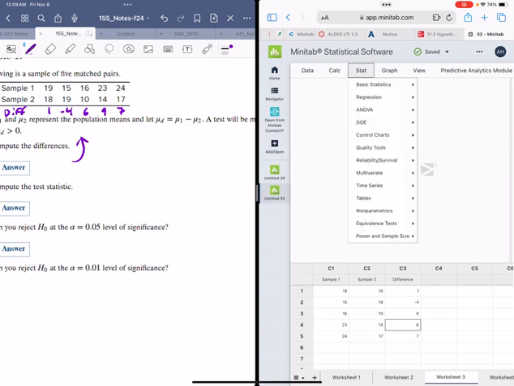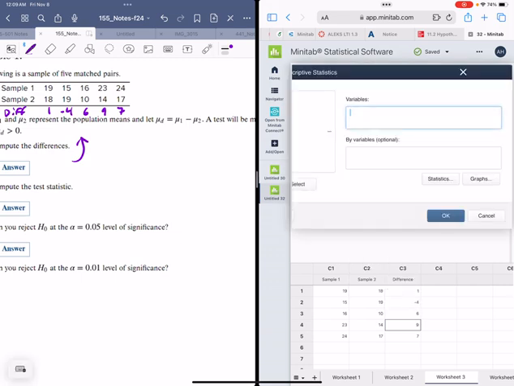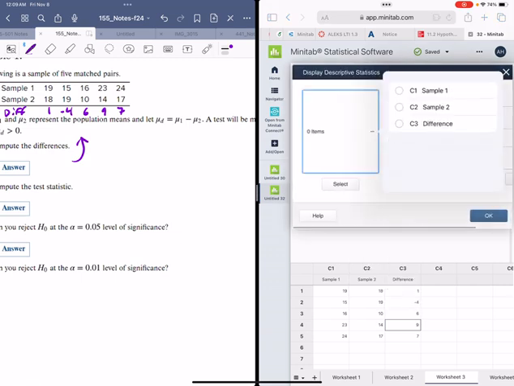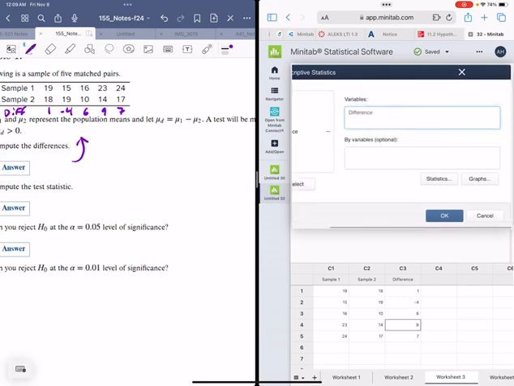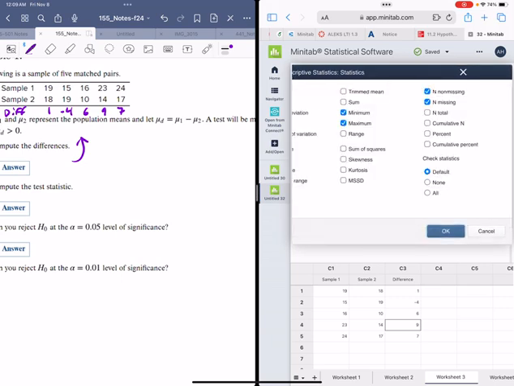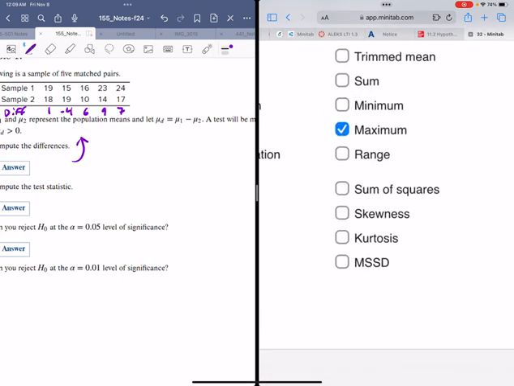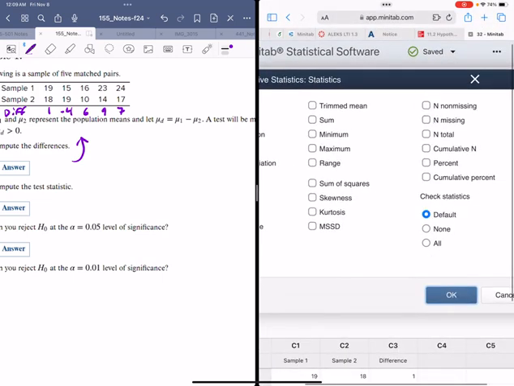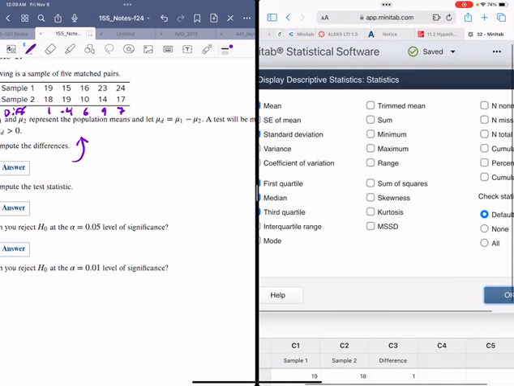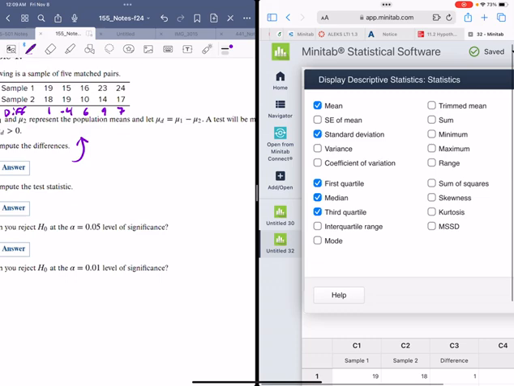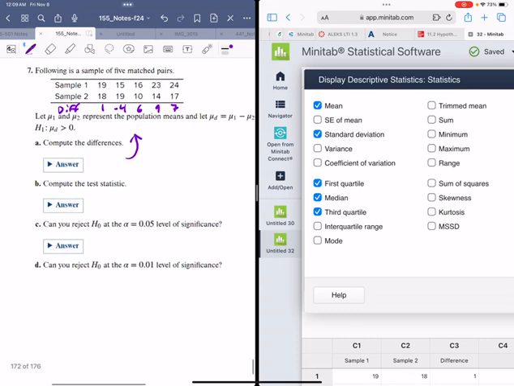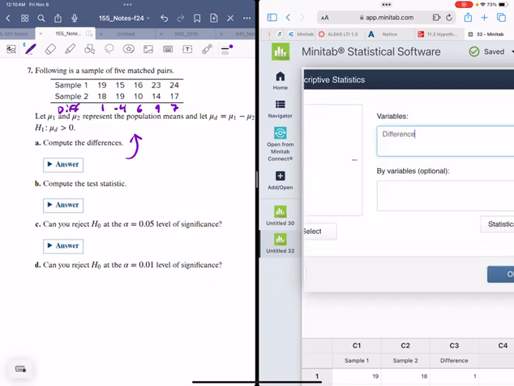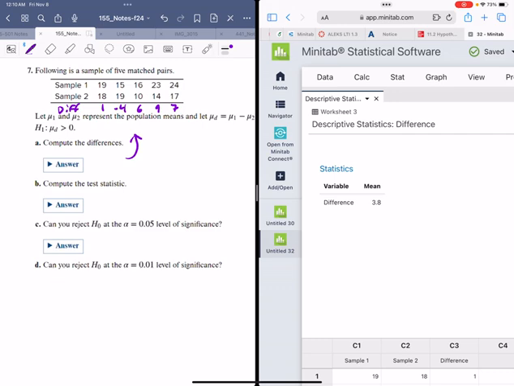And so at this point, we can do stat, basic stats, display descriptive statistics. We can consider the difference column. And which statistics do we want? We don't care about the min, max, none of that. Don't care about missing. Standard error might be nice, but we don't really need it. They just say compute the test statistic, so really we just need the mean. If all they want is the test statistic, then we just get that.